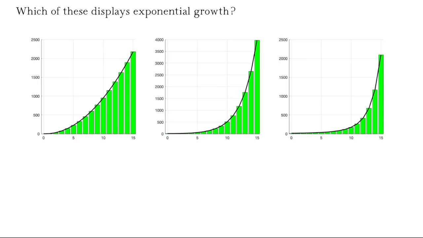So let's consider these 3 pictures. I designed these pictures in MATLAB. I just created functions and made these bar graphs and also kind of like a curve connecting the top of the bar graphs. I made them to try to look like the types of coronavirus data that I've been looking at all year. And my question is, which of these looks like exponential growth?